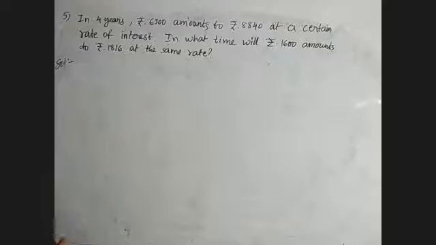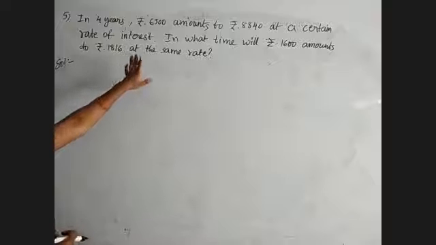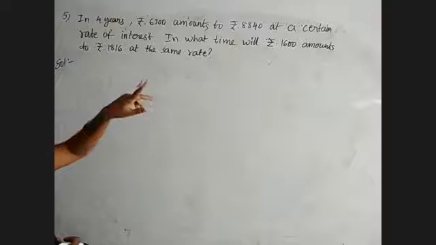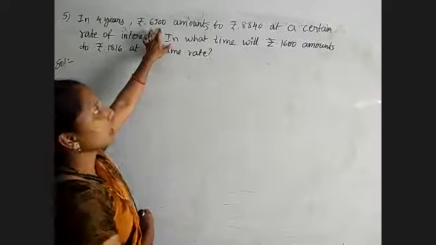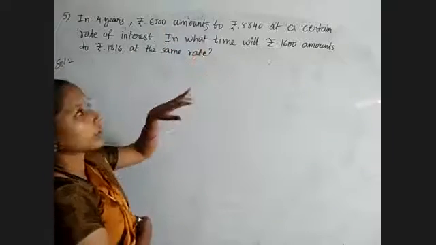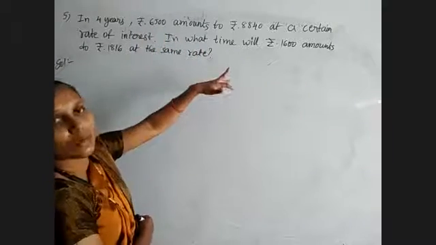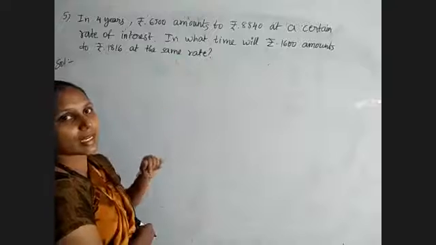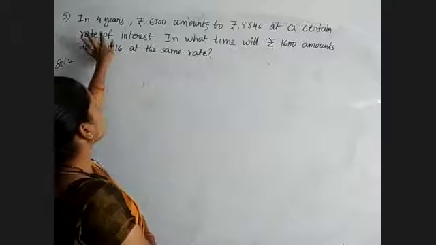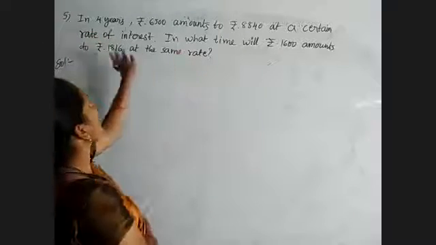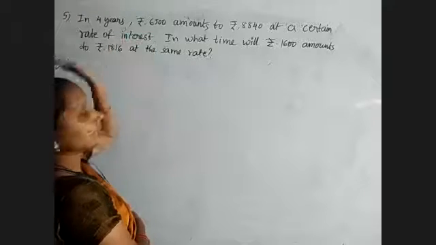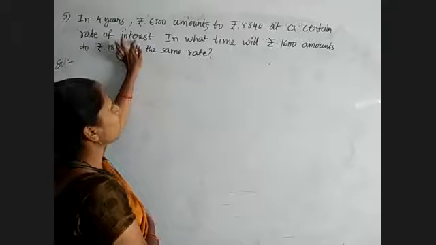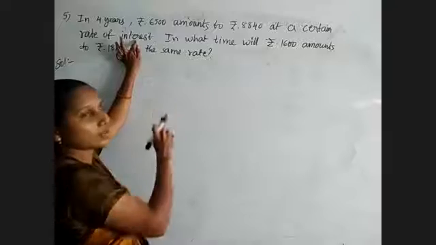Okay, observe the question. In 4 years, 6,500 amounts to 8,840. Time given, this is 6,500 rupees amounts to 8,840. Means the principal and amount given. So from those two values, we can get I value also. I is there, T is there. At a certain rate of interest, R not given. I, P and T we have. So we need to find out the rate of interest first from the first values.